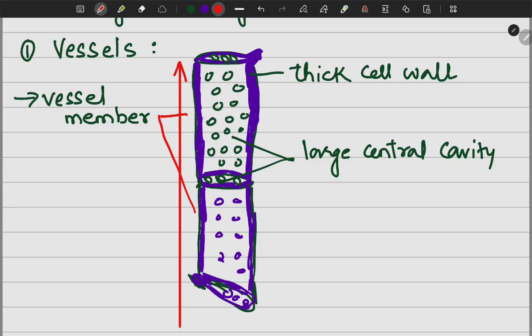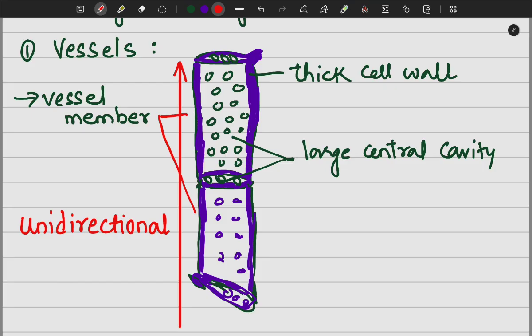So the flow of the water in xylem is unidirectional. Transport of water with the help of xylem is unidirectional because it flows only in one direction, from the roots to the upper part of the plant. So it is unidirectional. Alright. So this completes the vessels.